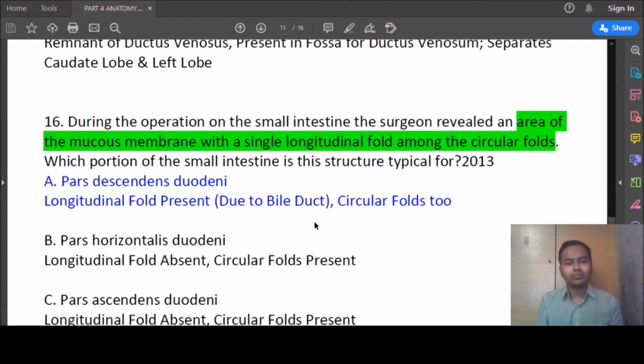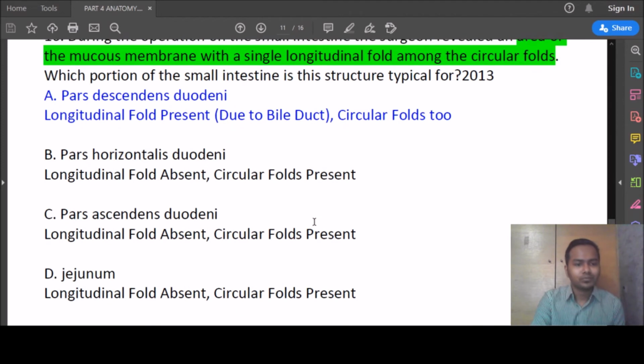Also in the duodenum you can see the bile duct which enters the duodenum at the sphincter of Oddi, in the descending part of the duodenum. In the pars horizontalis duodeni, the longitudinal folds are absent and circular folds are present. In the ascending part, only circular folds are present and longitudinal folds are absent.